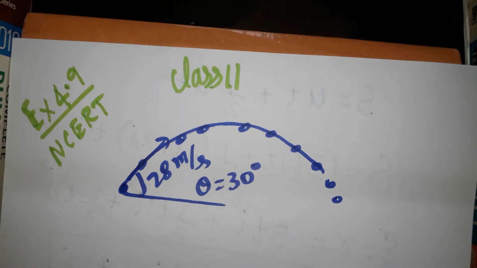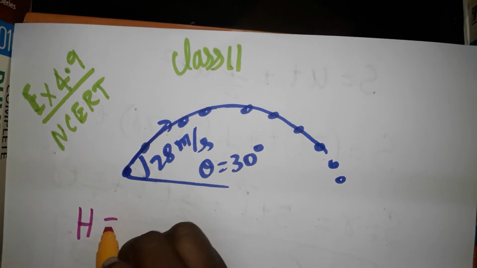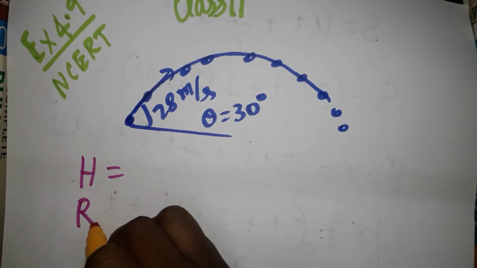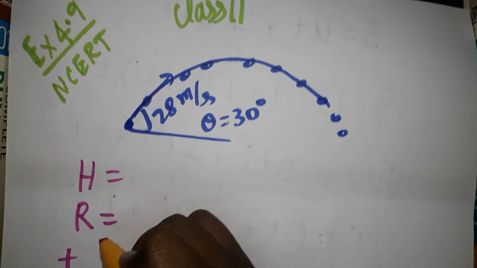Now they asked: what is the maximum height, what is the maximum range, and what is the time of flight. These are the three questions they asked.